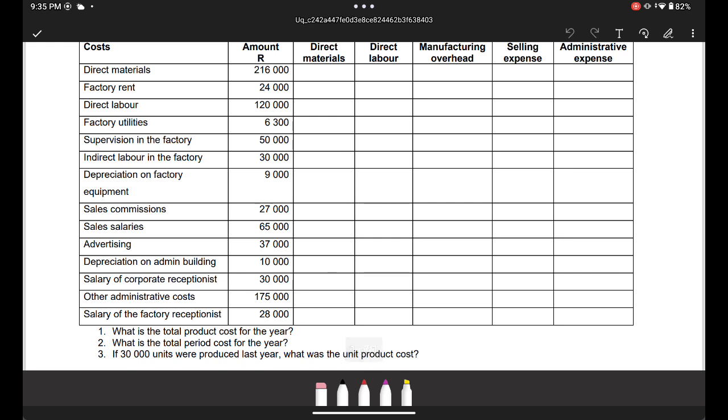And then 30,000 products were produced within the year. What is the unit product cost? Unit product cost means the product cost divided by units produced. So you take number one's answer divided by 30,000 and you get the answer.